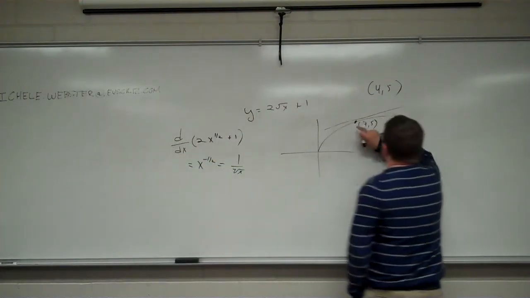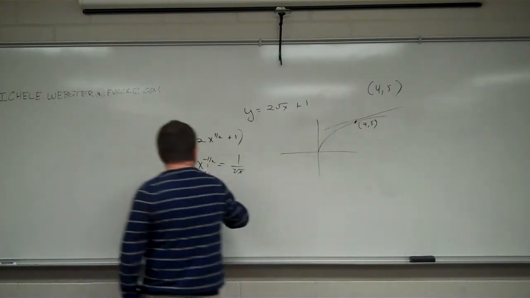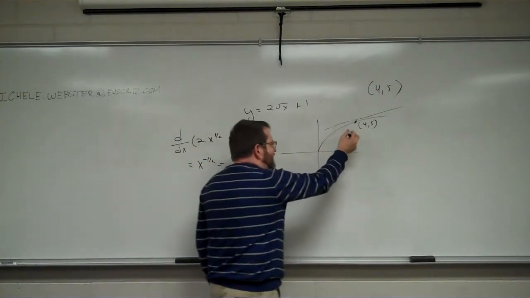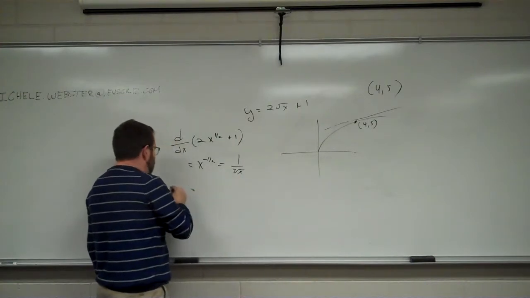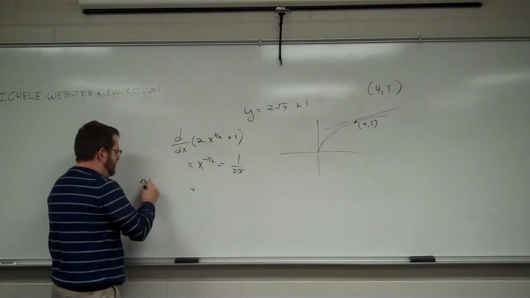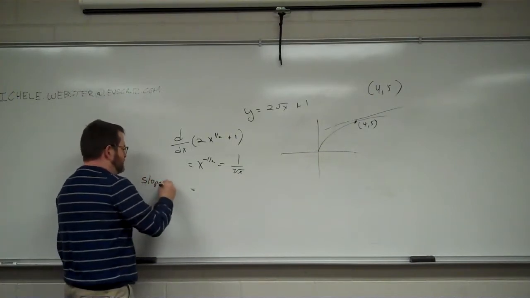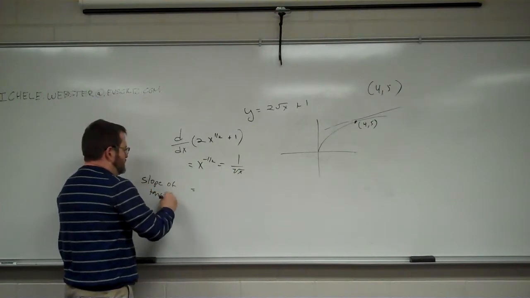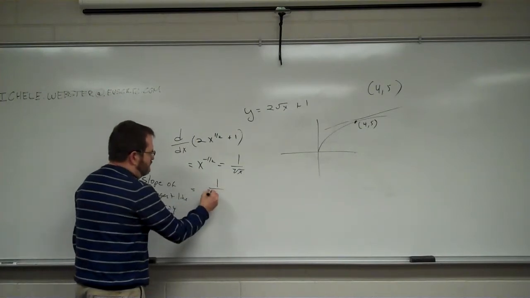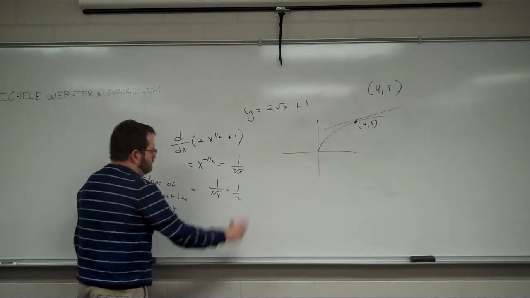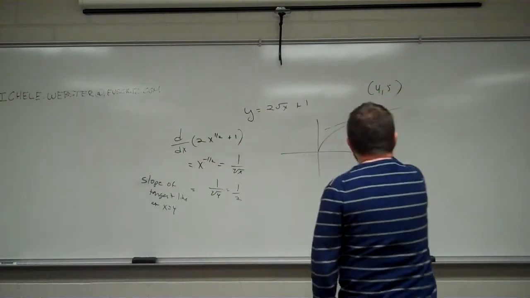All right, so now you have a point and you have the slope. Well, no, you have an equation for the derivative. To get the slope at this point, we have to plug in x equals 4. So the slope of the tangent line at x equals 4 then is 1 over the square root of 4, or 1 over 2. So that's the slope of this line here.